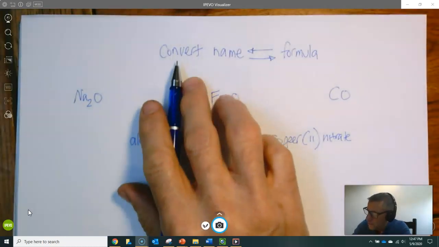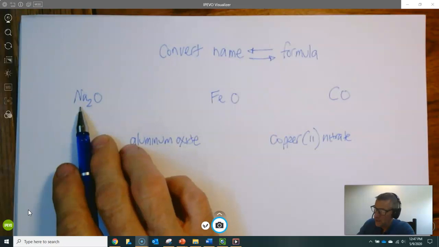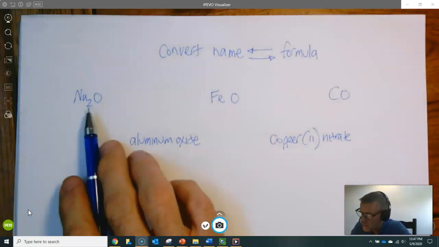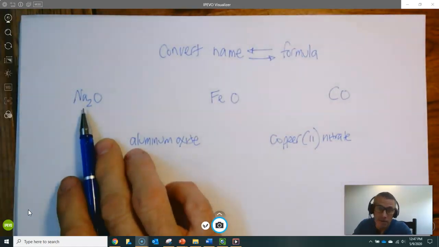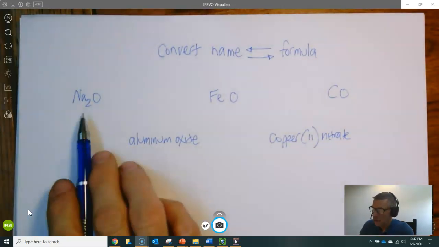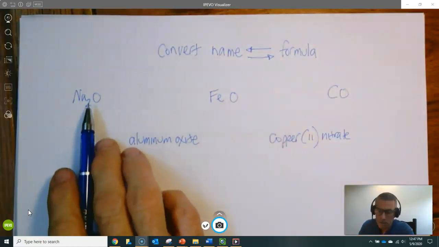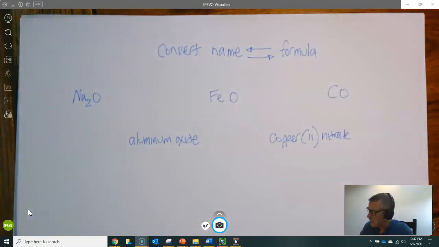Okay, let's interconvert from name to formula. Here we have a formula. Let's give it a name. The general rule is that if it's a salt, we do not use mono-, di-, tri-, but if it's a covalent compound, we do. How do you know if it's a salt? In general, and that's almost always, it starts with a metal and it ends with a nonmetal.